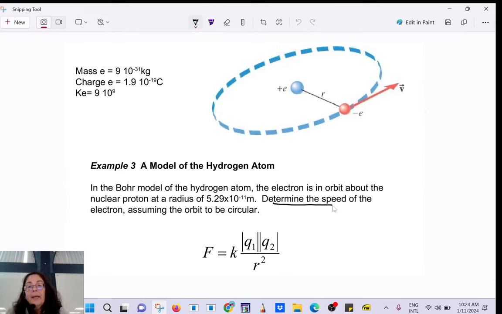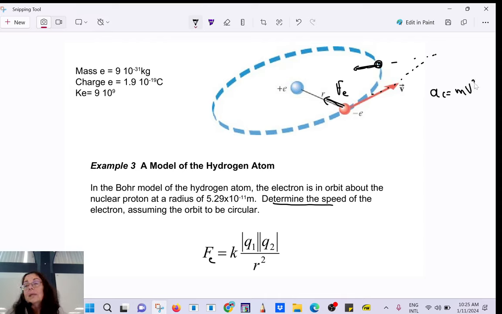The speed. Okay, so what's happening here? You have a force, so they attract each other. What kind of force is that? This is the electric force. Exactly. It's a centripetal force because it's perpendicular to the velocity. So remember centripetal force: the electron wants to keep going straight at a constant speed, but you have a force to keep it on track. So there is an acceleration, and that acceleration equals the centripetal acceleration.